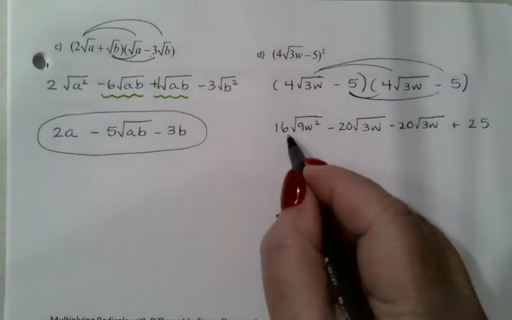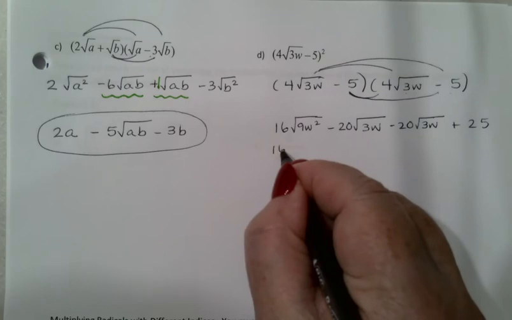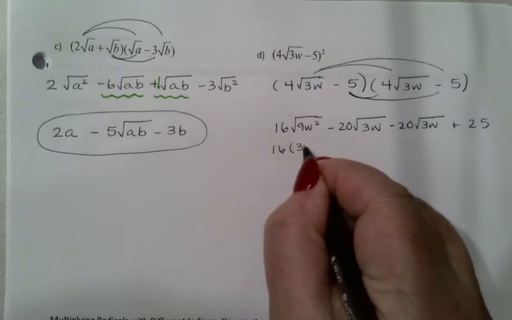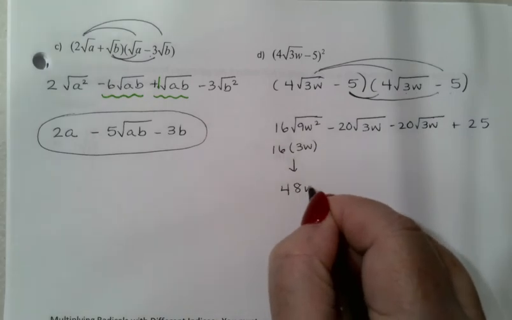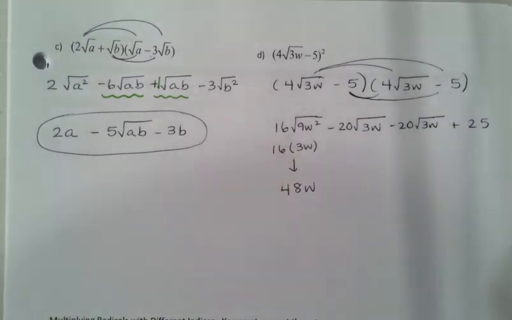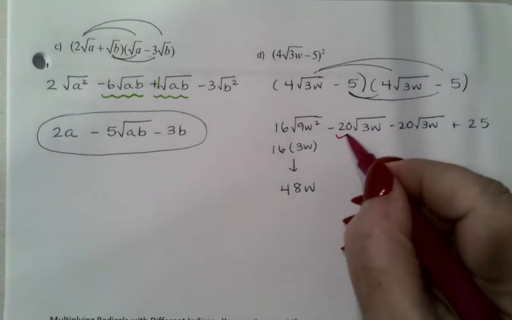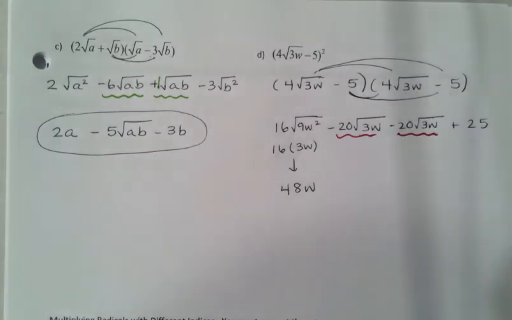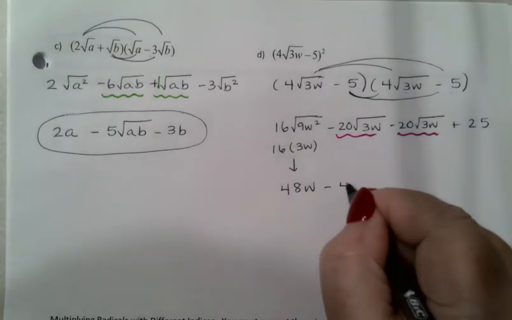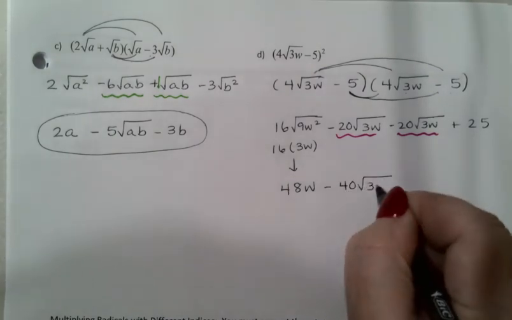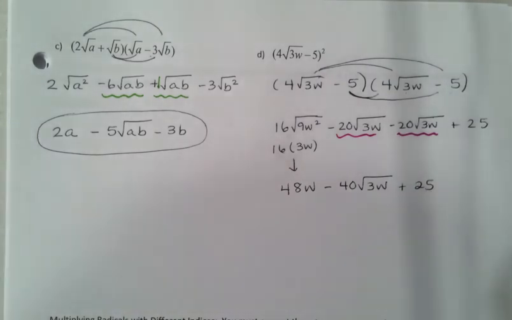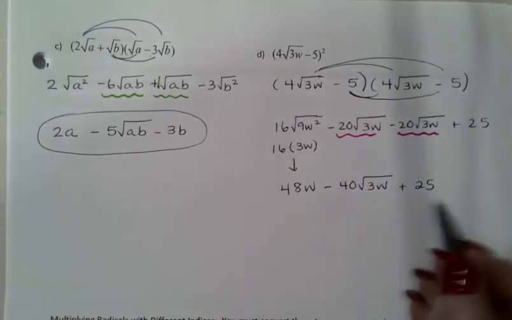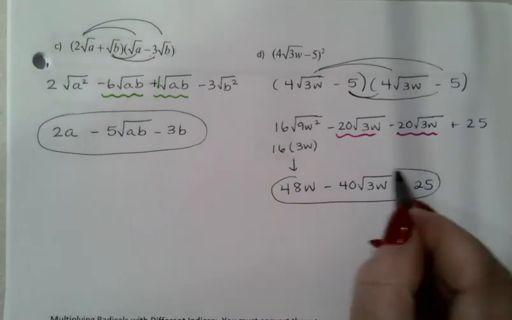All right, that's really 16 multiplied by 3w to the first. So that's really 48w. These are like terms, like radicals there, so they can be combined. Negative 40 square root 3w. And then that plus 25 just comes on down, nothing I can really do to change that. No more like terms, and so we're done.